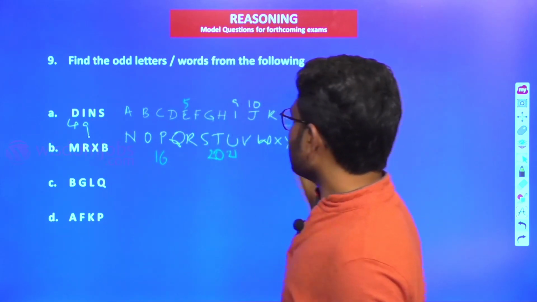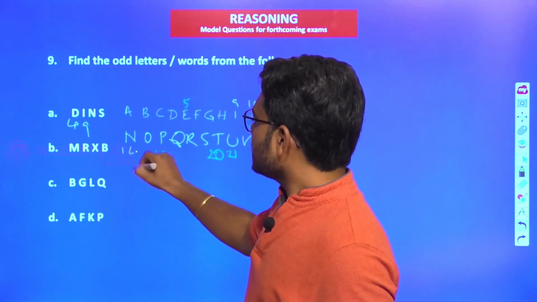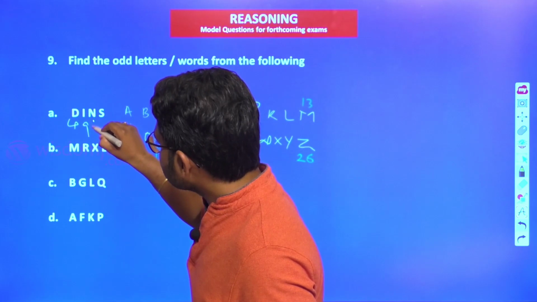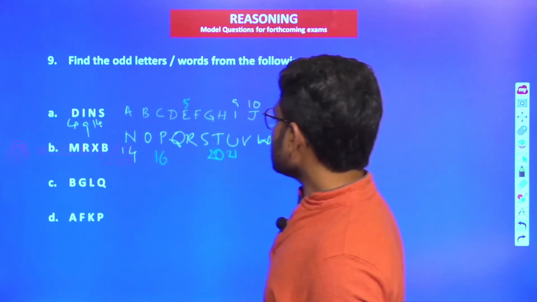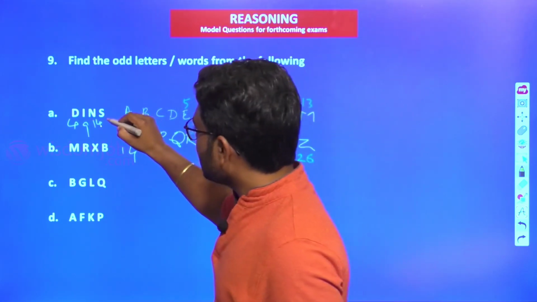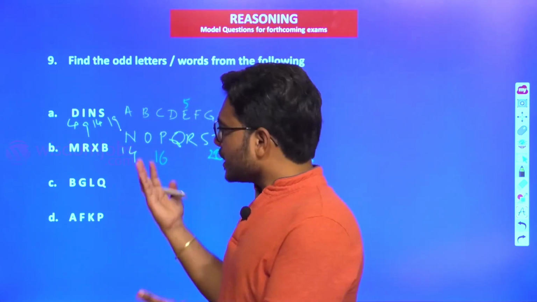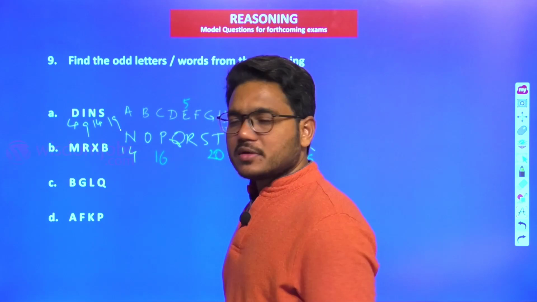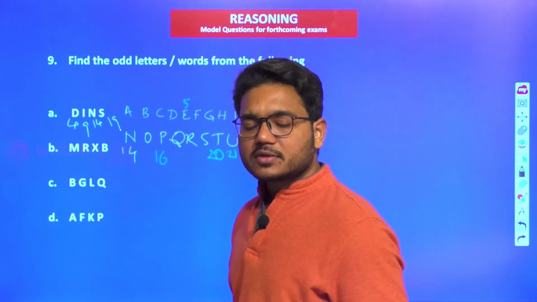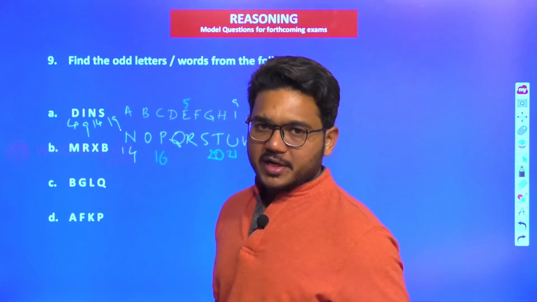Then what is N here? N will be 14. And what is S here? Position of S is 19. Just check out. Initially, just try to take any one combination or one option and try to check out if it is following any pattern.